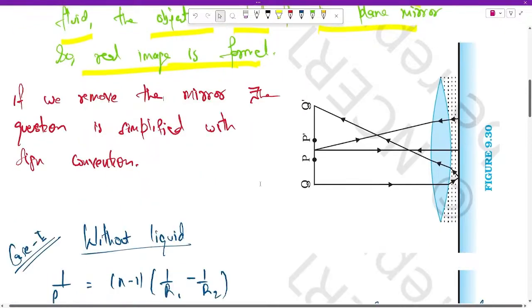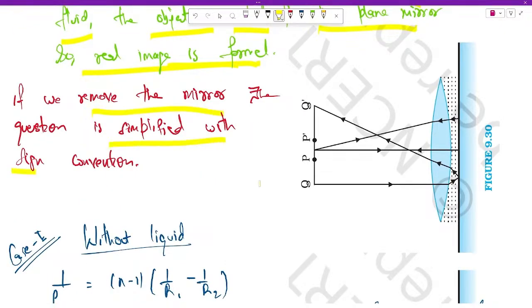Now, if we remove this mirror, the question is very much simplified, including the sign convention. If we remove this mirror, the image that was forming on the left hand side of this lens system will form on the right hand side of the lens system. We can simplify this question by changing the sign convention of V to positive, because if there was no plane mirror, then the image would have formed on the right hand side. And also, the plane mirror does nothing to the magnification, and the position of the image remains the same, that is, the magnitude remains the same from the object; the image forms at the same distance.